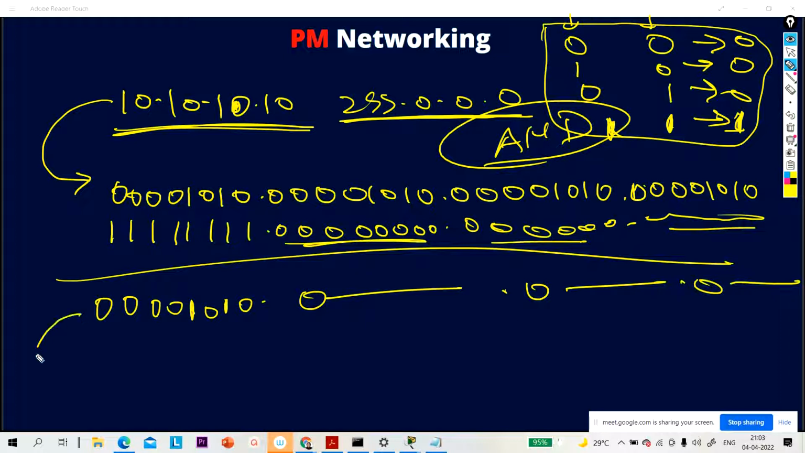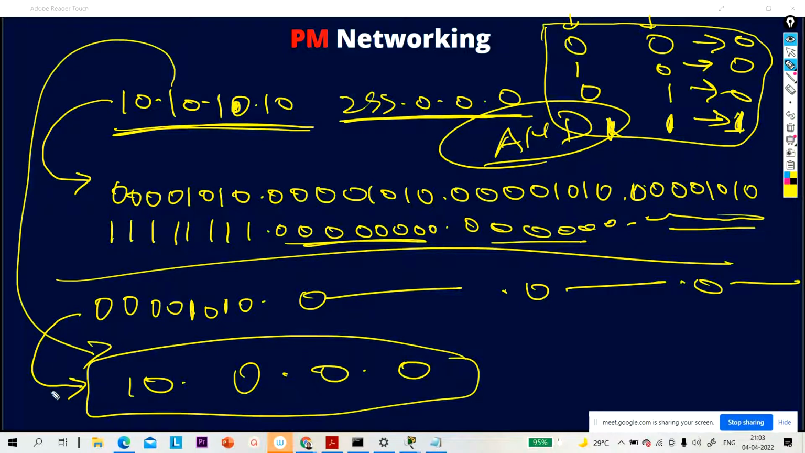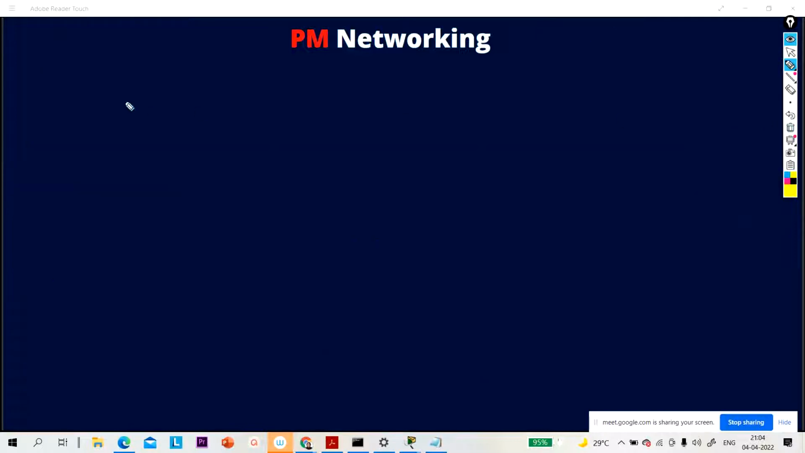What will be the decimal value of this binary? 10.0.0.0. So this one is the network ID of this IP address, right? This is how you find the network ID of an IP address. So if someone asks you which network this IP address belongs to, it is 10.0.0.0.